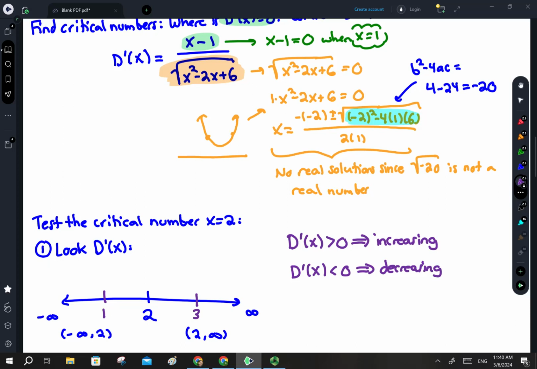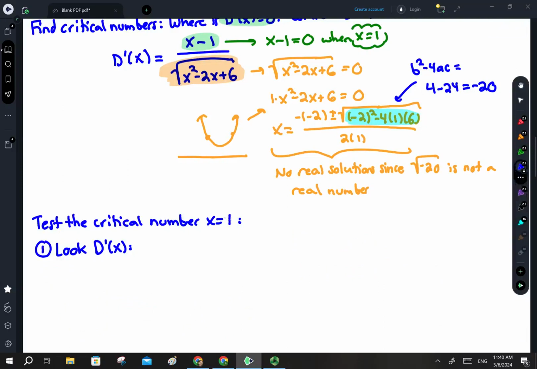So here, if I look at d prime of 1, I get 1 minus 1 over. So to test the critical number x equals 1, I have a couple different options for doing that.